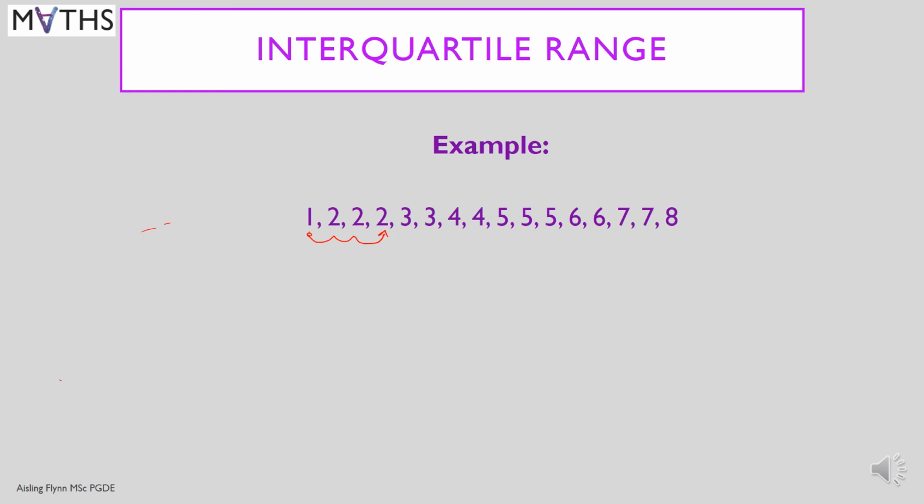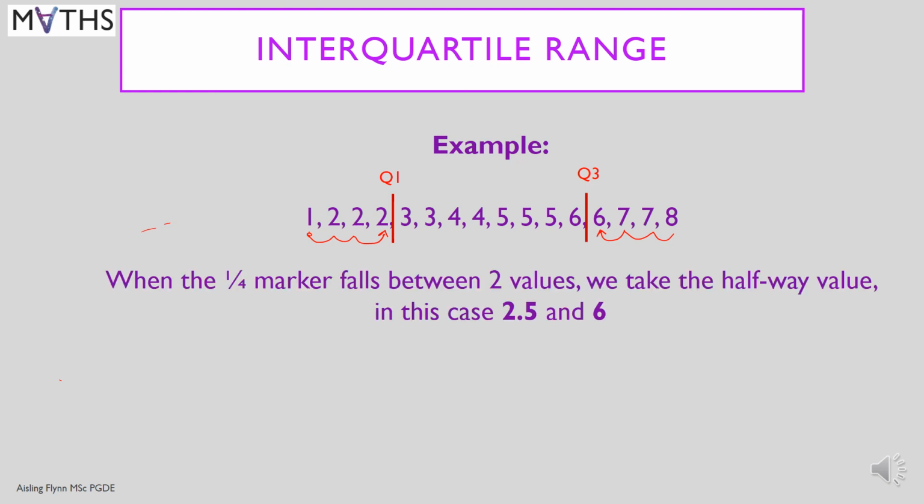1, 2, 3, 4. We'd end up at the 6. Okay, so we must go more than that. So I'm drawing a line after the 2 and before the 6, and these will be our Q1 and our Q3. So what do we do next?